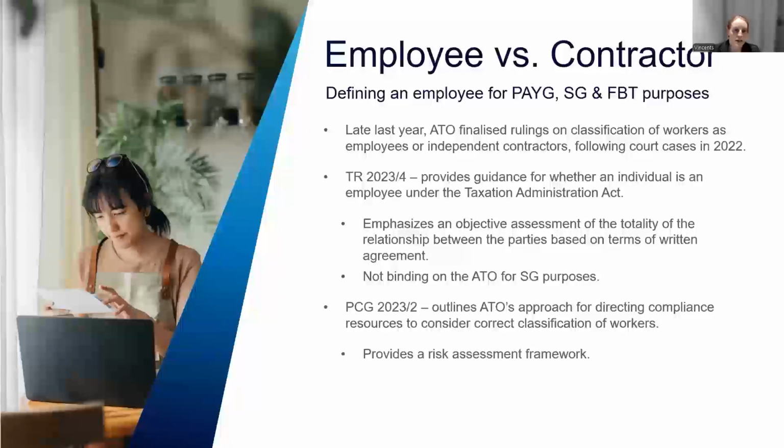So the tax ruling is TR 2023/4. And it emphasises an objective assessment of the totality of the relationship between the parties based on the terms of the written agreement. This one, it's important to note that this one is not binding for super guarantee purposes. So still need to separately consider the extended definition of an employee there.